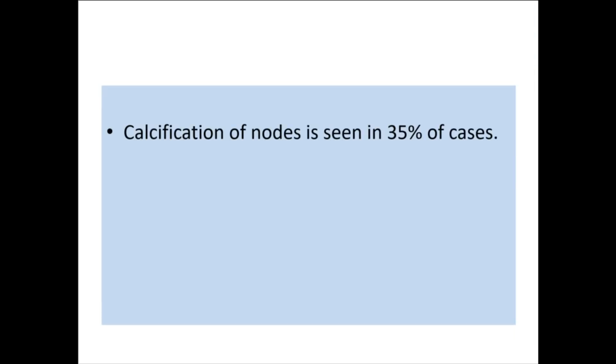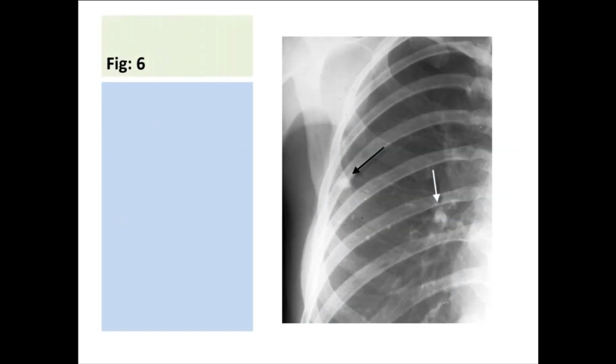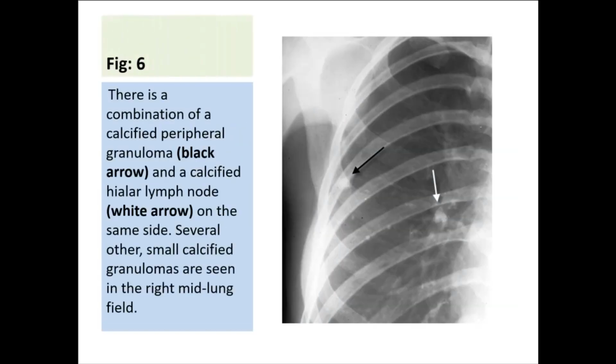Calcification of nodes is seen in 35% of cases. When a calcified node and a Ghon lesion are present, the combination is known as a Ranke complex. Figure 6. There is a combination of a calcified peripheral granuloma, black arrow, and a calcified hilar lymph node, white arrow, on the same side. Several other small calcified granulomas are seen in the right midlung field.